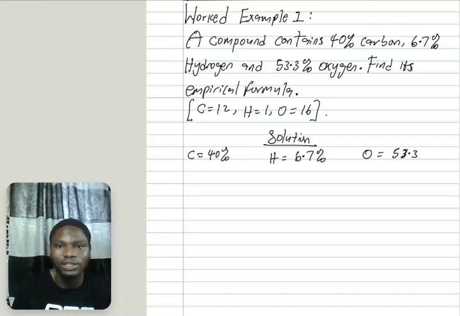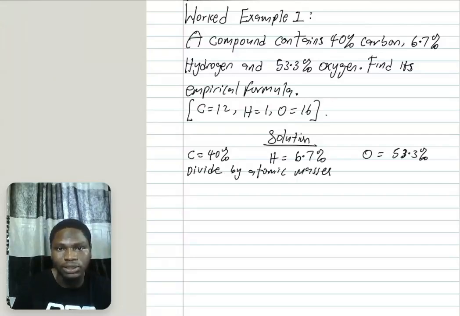Now after this, remember, this is the first step. The second step is to divide by the atomic masses. What we mean by atomic masses is this: you can see the atoms that are giving you the mass of each of them. So we say 40 divided by, what's the atomic mass of carbon? That's 12. We say 6.7 divided by, atomic mass of hydrogen is 1.